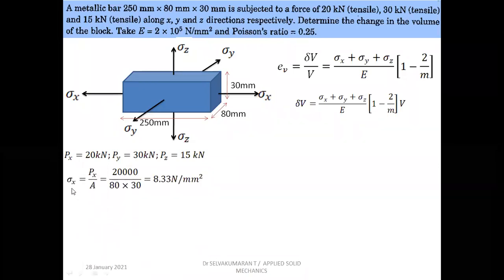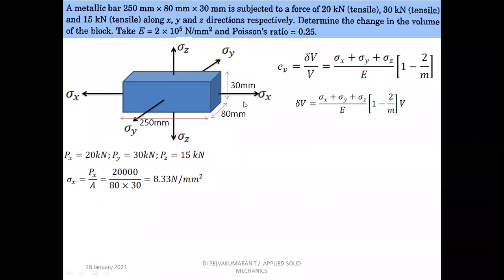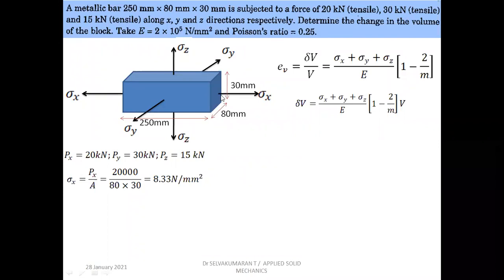So stress in x direction is equal to load in x direction divided by the normal surface area. This is the normal area, the surface normal to the Px load. So that area we have to take. Stress is force divided by the surface area which is normal to the application of the force. So force divided by 80 into 30 gives you the stress in x direction, 8.33 Newton per mm square.